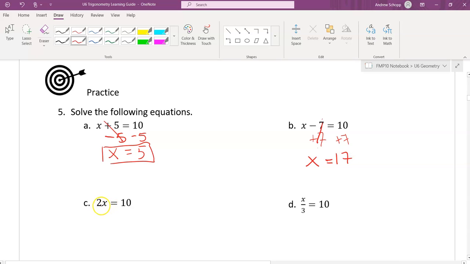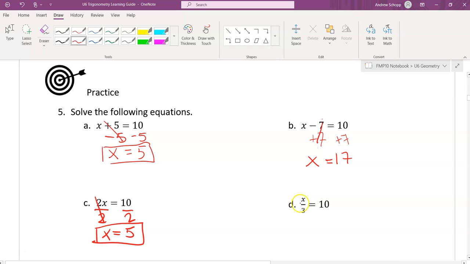For c, we have 2 times x is equal to 10. So the opposite of multiplying by 2 would be dividing by 2. 2 divided by 2 is just 1, so we're left with 1x. And 10 divided by 2 is 5.